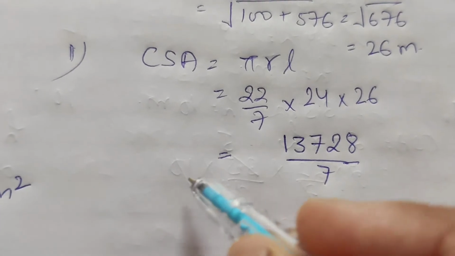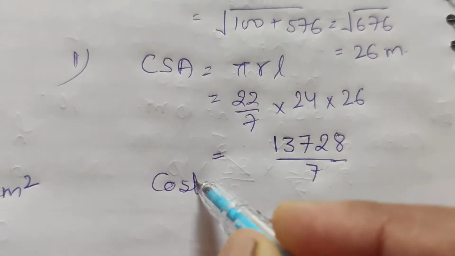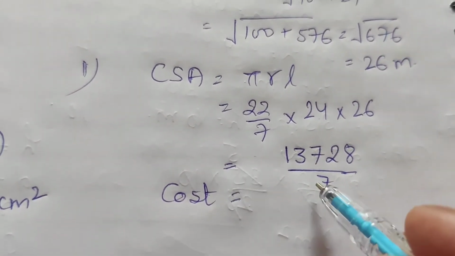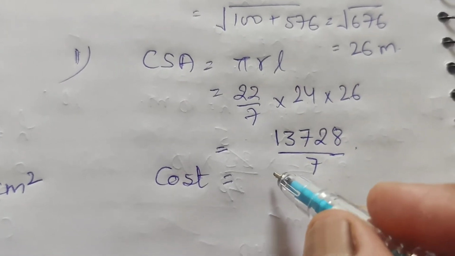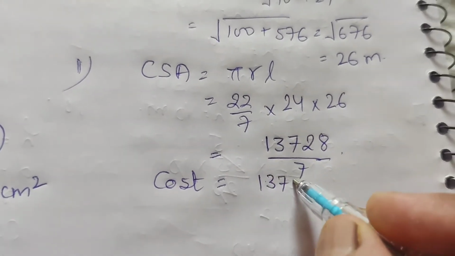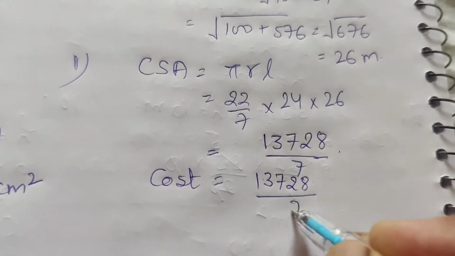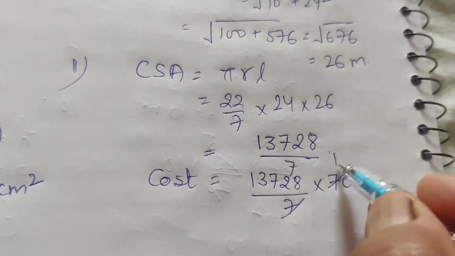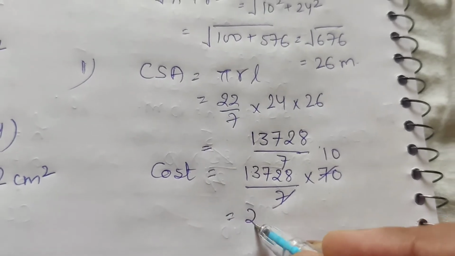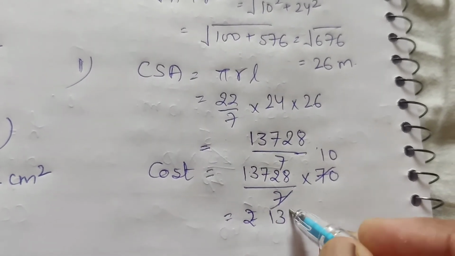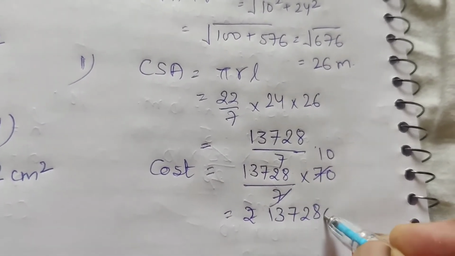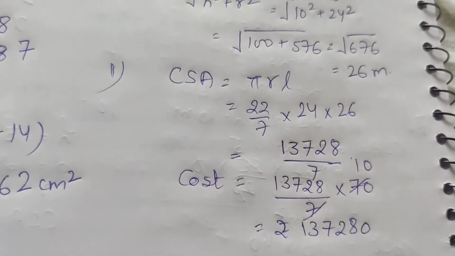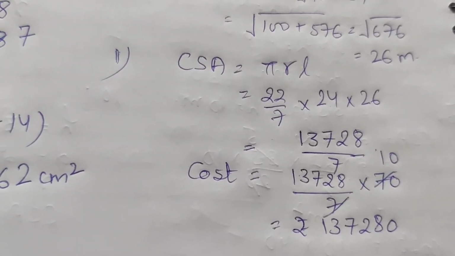Now find the cost. The cost of making the canvas is rupees 70 per meter square, so 13728 by 7 into 70. Now cancel by 10 and the answer is rupees 137,280. This is the answer of question number 4. Now question number 5.